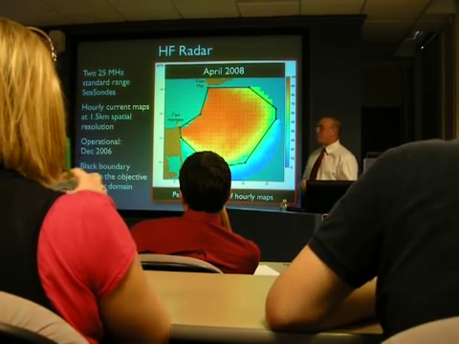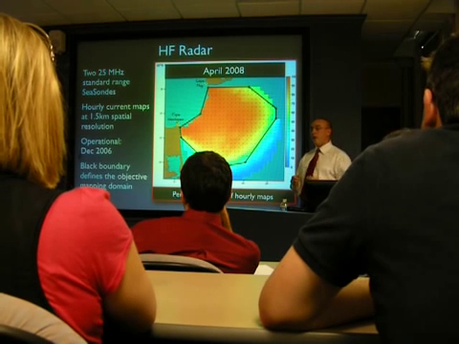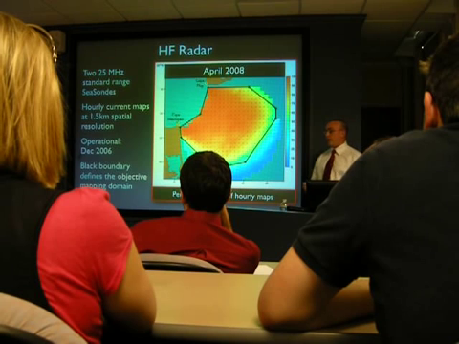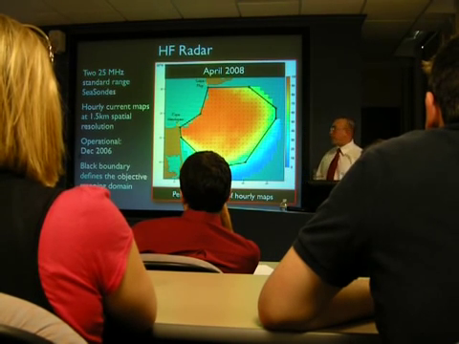HF radar. So we have 2 standard range CODAR SeaSondes, 25 megahertz, which are going to be providing hourly, 1.5 kilometer surface current data for that 8-month record, which is really what we're going to be examining.